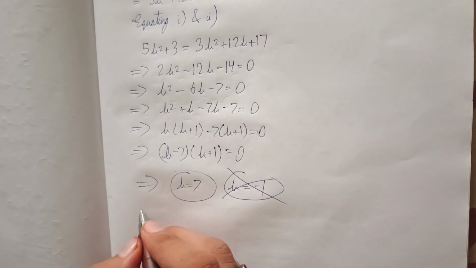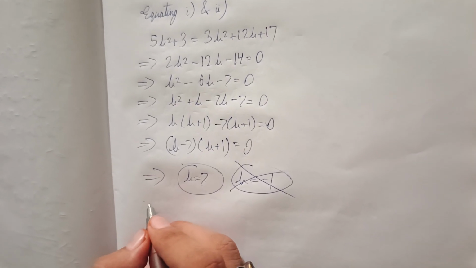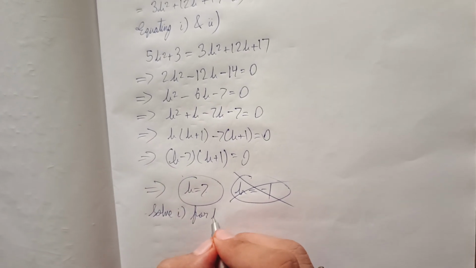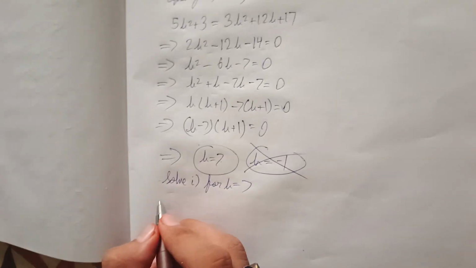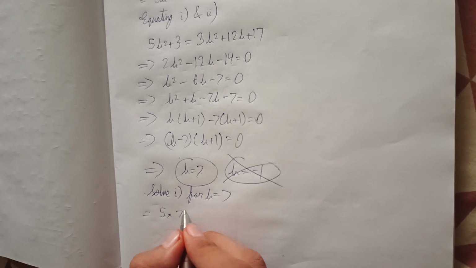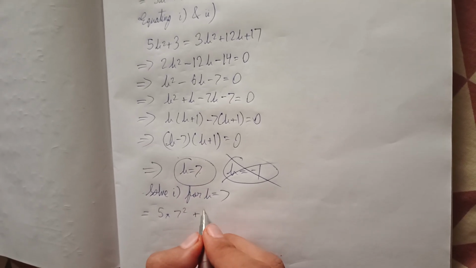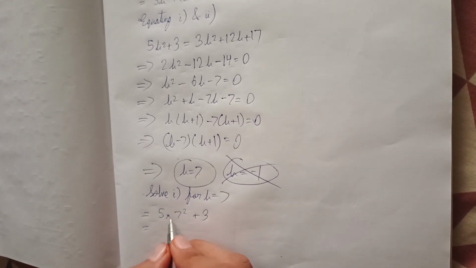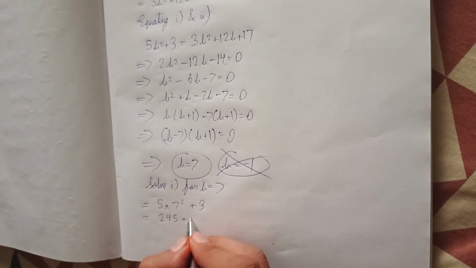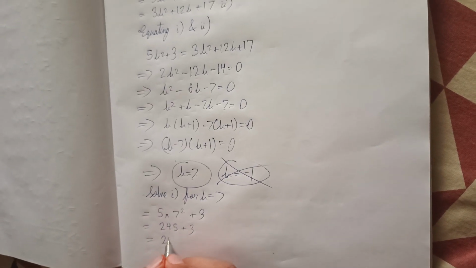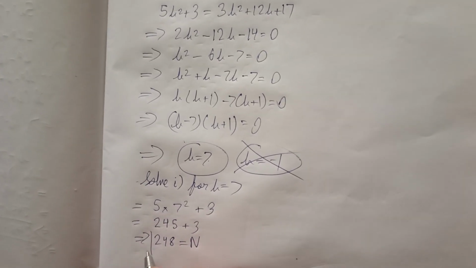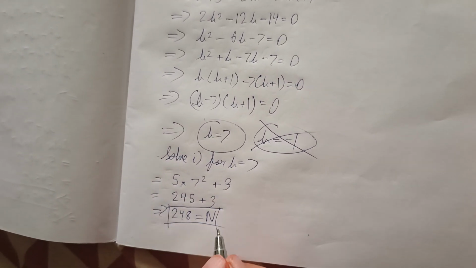So now we are going to solve 1 for b equals to 7, which will now become 5 into 7 square plus 3, and this will be 5 into 49, which is 245, plus 3 equals to 248. This is the value of n, but the question does not end here.